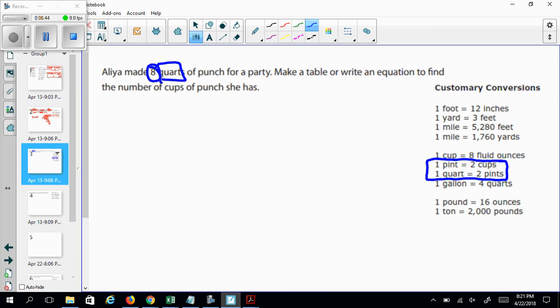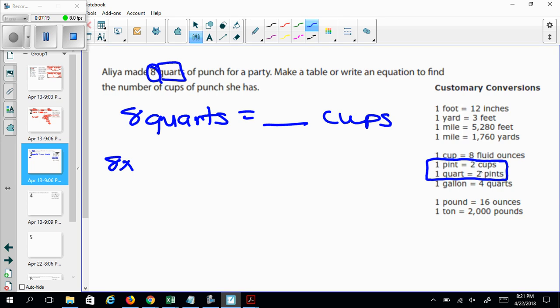So this is going to be a 2-step problem. All right, so let's get to work here. So I see 8 quarts, which equals a certain number of cups. But we can't go directly from quarts to cups. We have to go from quarts to pints first, before we can go from pints to cups. So I need to multiply 8 quarts by 2 pints in 1 quart. Then, after I have found how many pints there are, I must multiply this times 2 to equal how many cups there are. So that would be the equation.